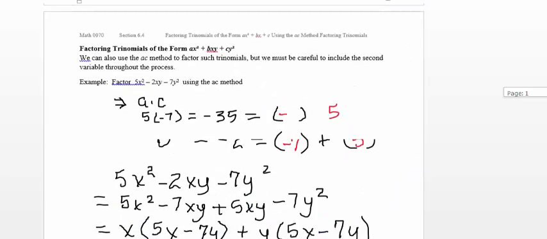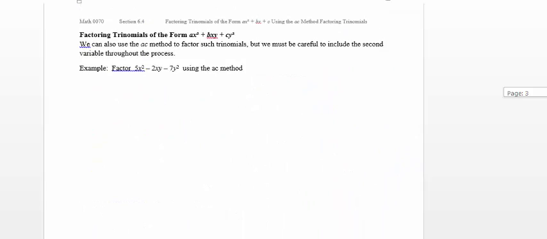And for some reason I copied this problem over a second time. That was an accident.